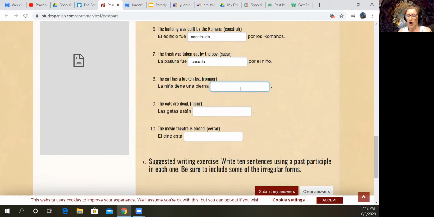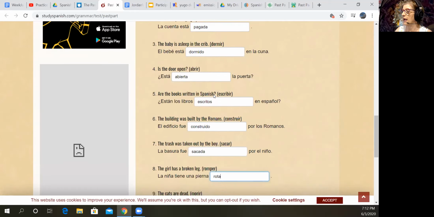Okay, now we've got one. Uh-oh, here comes an irregular. Rota. La niña tiene una pierna rota. We're talking about pierna. La niña tiene una pierna rota. Now, take a look at this. Tiene una pierna rota. She's got a broken leg. I don't see estar anywhere there because I don't need estar. She has a broken leg.